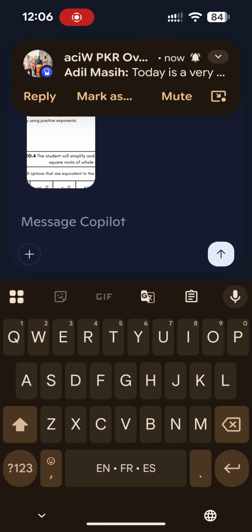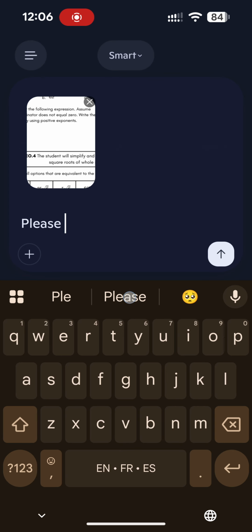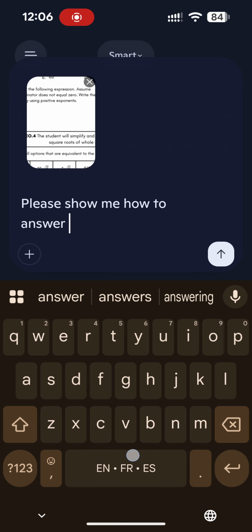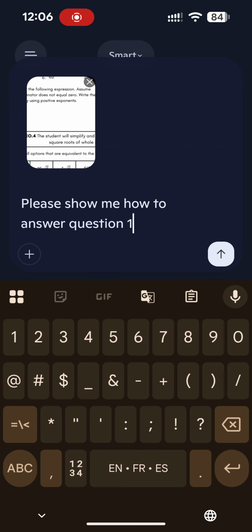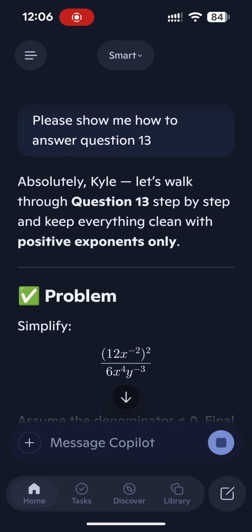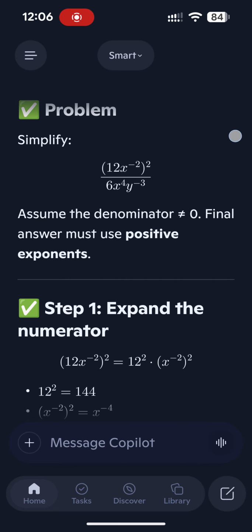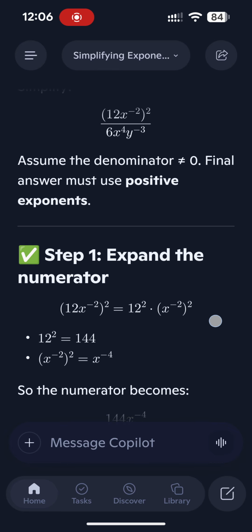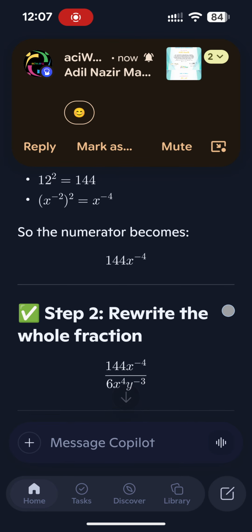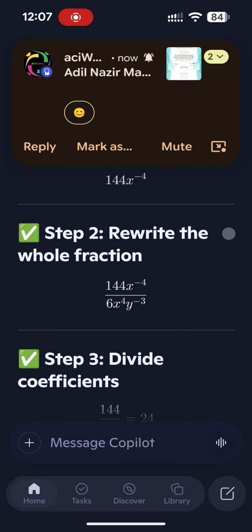And I'm going to tell Copilot, please show me how to answer question 13. All right, and see, it shows you the question. And then I'm just going to go through it slowly. As you can see, it talks to everything that you need to do. Shows you all the stuff.